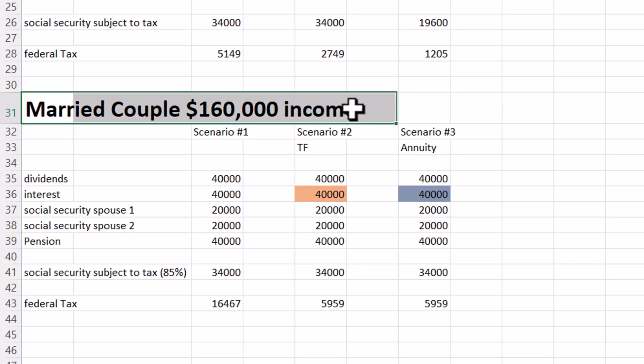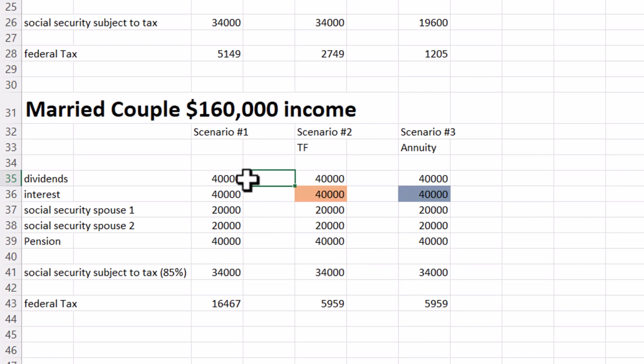Okay, now let's take a look at a couple that has a little bit higher income. This couple has $40,000 of dividends, $40,000 of interest. They each have $20,000 of Social Security and $40,000 of pension. Total that all up, it's $160,000. Their tax bill is $16,000 a year, and they're paying tax on 85%, the maximum rate, 85% of their Social Security income. If they move this money here that's taxable interest, $40,000, from taxable to tax-free, what happens? Does their tax bill go down?